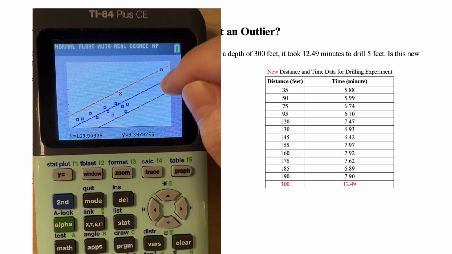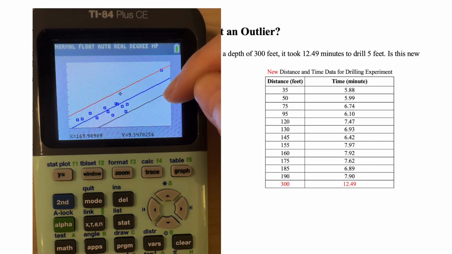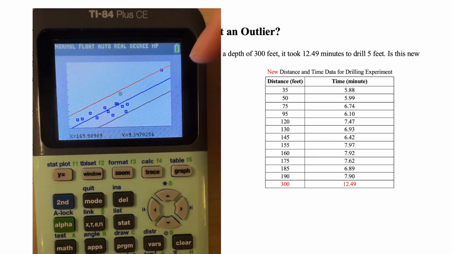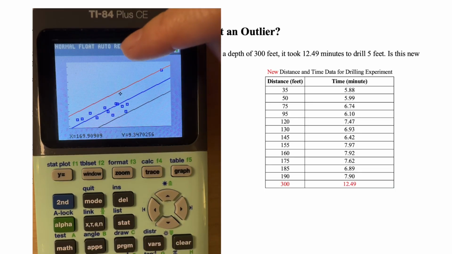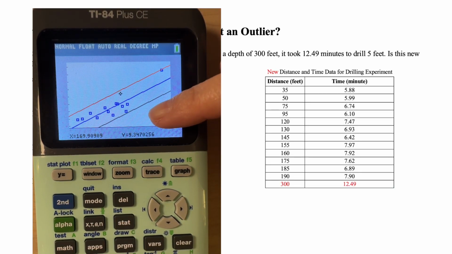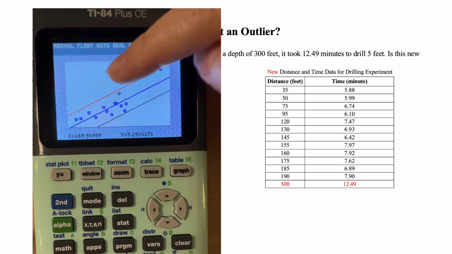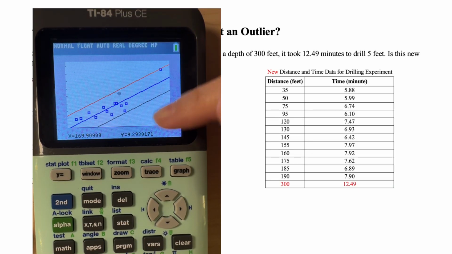The blue line is my regression line. The red line is the line that is 2 standard deviations above the regression line. And the black line is the line that is 2 standard deviations below the regression line. Any point that falls above the red line or below the black line is considered an outlier. As you can see, there's no point above the red line or below the black line, so there are no outliers.